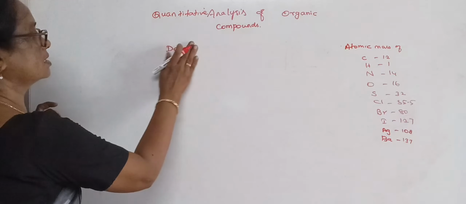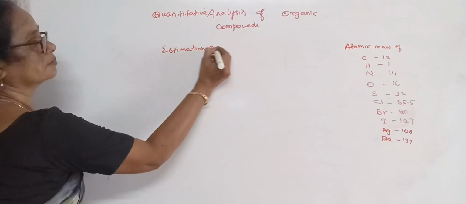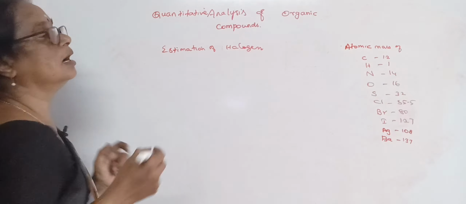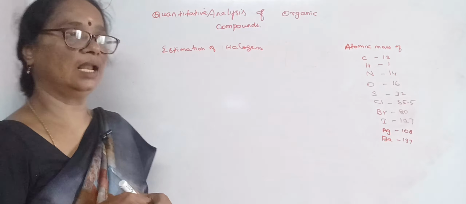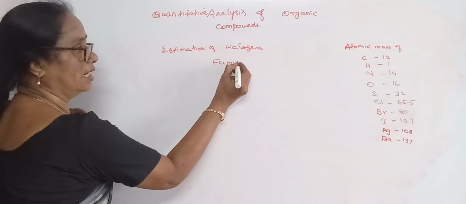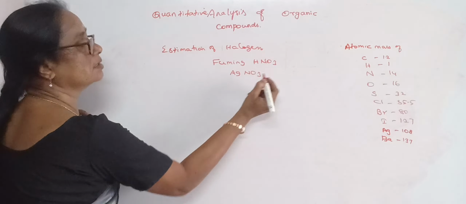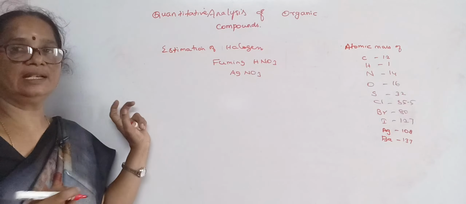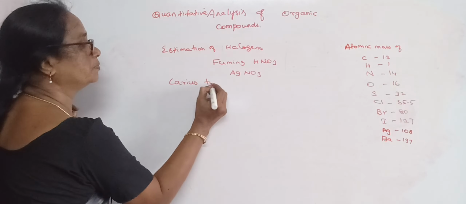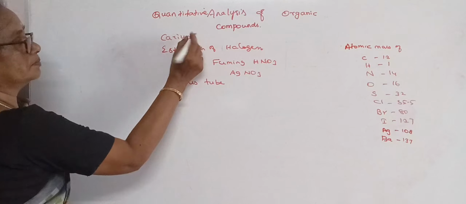The next one is estimation of halogen. In this, the organic compound containing halogen is treated with fuming nitric acid and silver nitrate solution, and the entire mixture is taken in a Carius tube. So, the method itself is called Carius method.